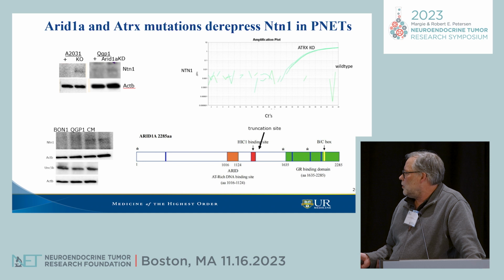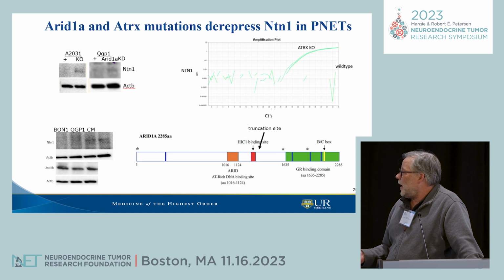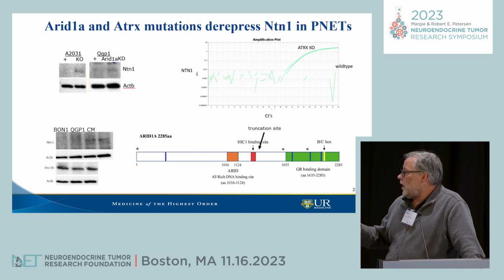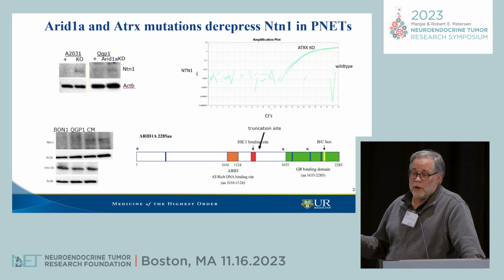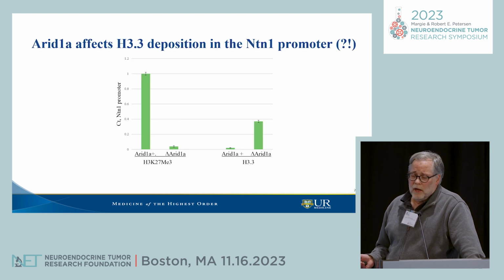So I think that netrin is really important in the metastatic pancreatic neuroendocrine tumors, almost all of which have ATRX, DAXX, or ARID1A mutations. And I think it's very possible that patients with these sorts of mutations could be treated with NP137 the same way we're trying to treat pancreatic adenocarcinoma patients, right?